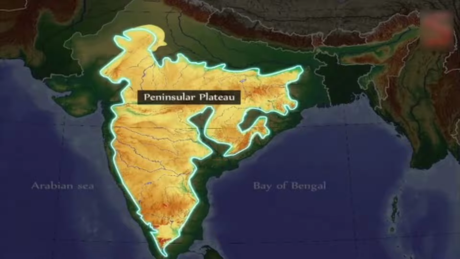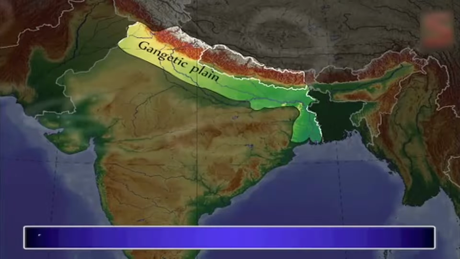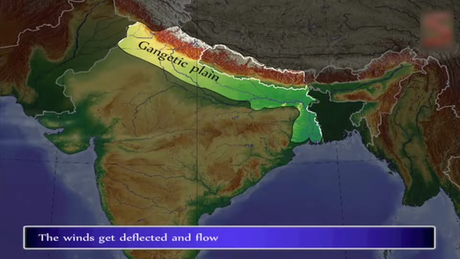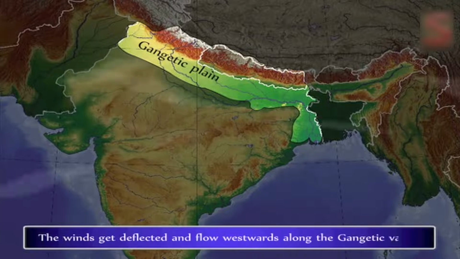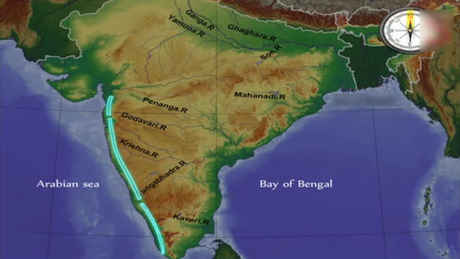Students, these winds flow as the southwest monsoon. The Indian peninsula divides them into Arabian Sea branch and Bay of Bengal branch. The Bay of Bengal branch hits the coast of Bengal and the southern part of the Shillong Plateau. The winds get deflected and flow westwards along the Gangetic Valley. On the other hand, the Arabian Sea branch hits the west coast of India and moves in the northward direction.